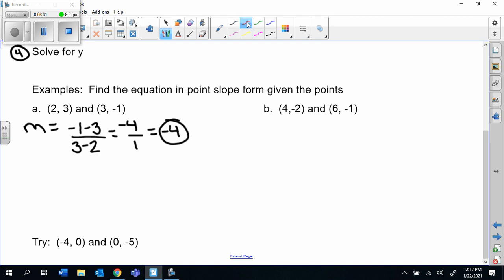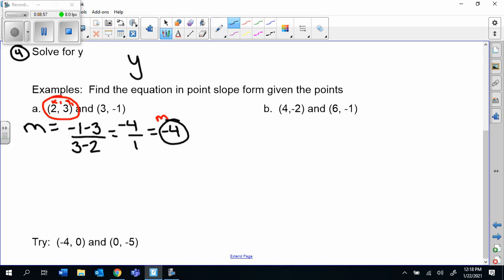I'm going to choose a point. Given the choice of these 2 points, they're both pretty small numbers. I would pick one that had a 0 if possible. I would pick ones that don't tend to be negative. If there were fractions, I wouldn't pick the fraction or the decimal. So this is going to be my x1, this is going to be my y1, and this is my m.